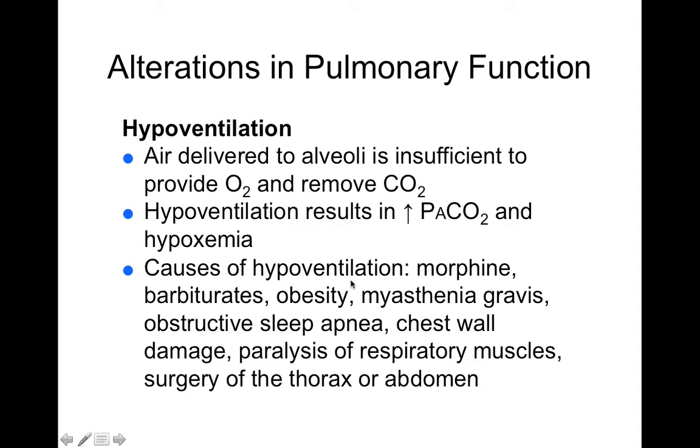Some different causes of hypoventilation could be things like morphine, barbiturates, obesity, myasthenia gravis, sleep apnea, chest wall damage, paralysis of respiratory muscles, or even surgery to the thorax or abdomen. Because if you had surgery and you're in pain, you're not going to want to breathe, because every time you breathe, it's going to be painful, right? So that could lead to hypoventilation. And it makes sense. If you're hypoventilating, CO2 levels are going to build up inside your bloodstream, right? Because you're not eliminating that CO2 as well. That's what's going to cause this increase in the PaCO2. And nor are you absorbing as much oxygen. So you're going to see hypoxemia, or low O2 levels in the blood.